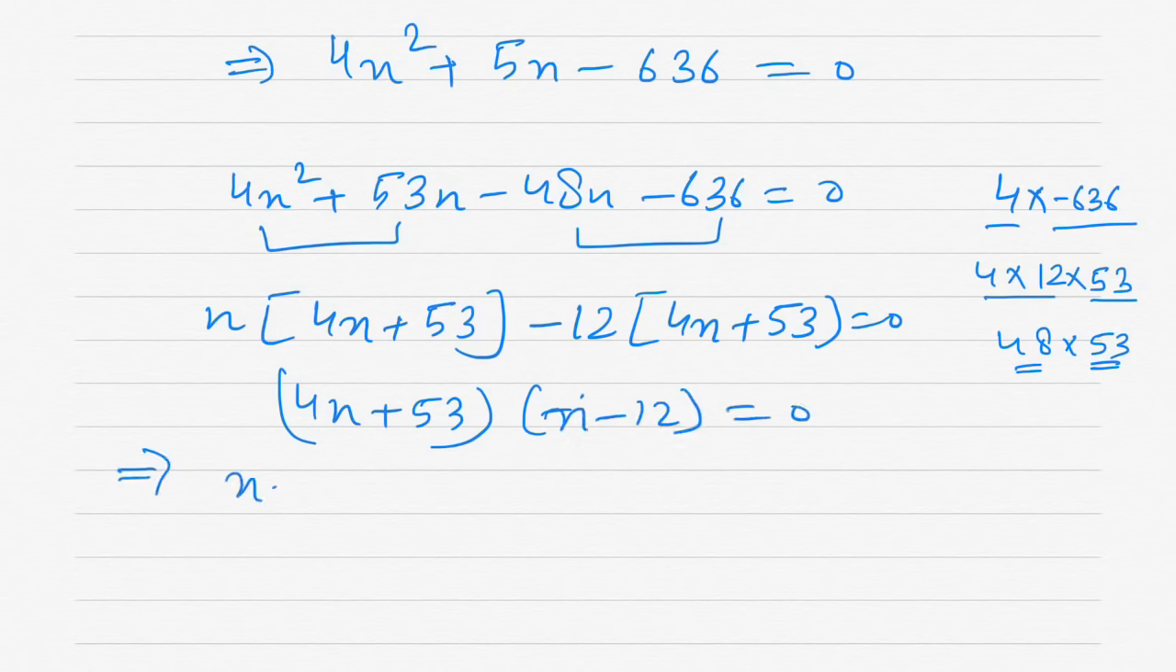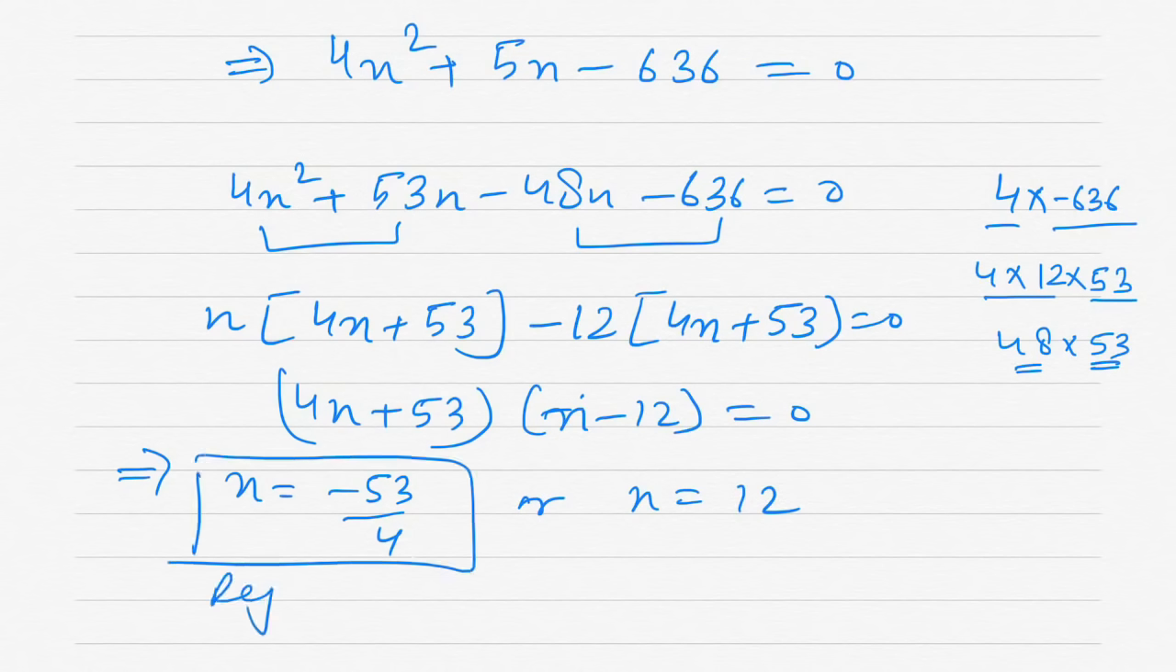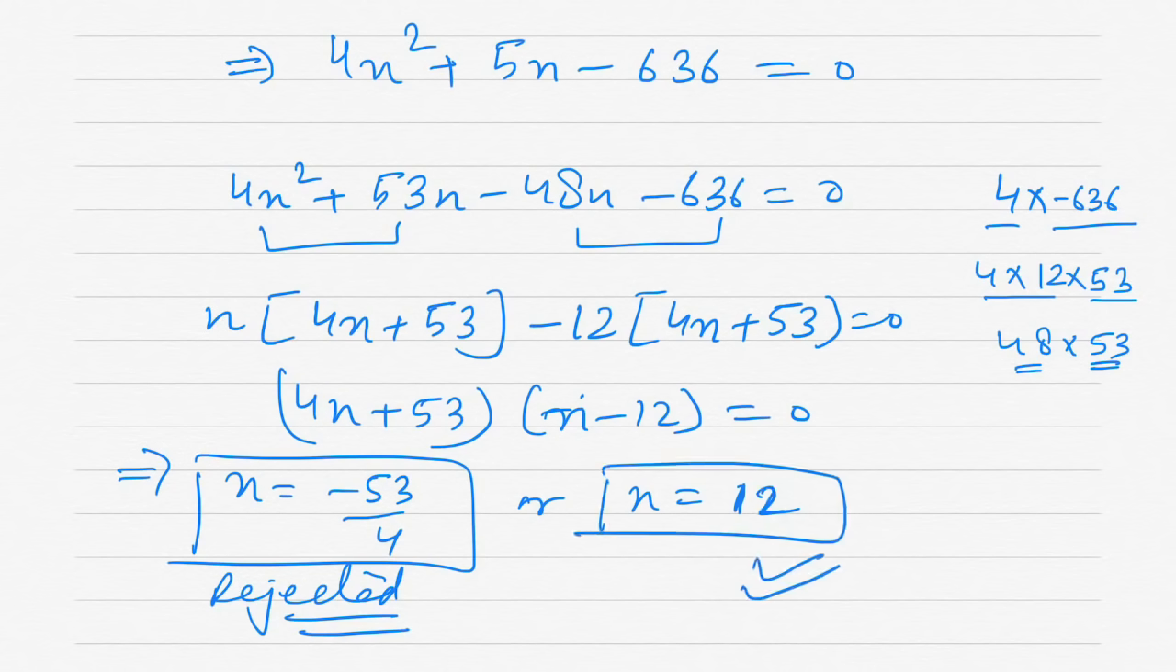This implies n is equal to minus 53 by 4 or n is equal to 12. Now this value is rejected. Why is it rejected? Because n cannot take a negative value, n cannot take a fraction or decimal value. n should be a positive integer or a natural number. So n is equal to 12 is the correct answer.